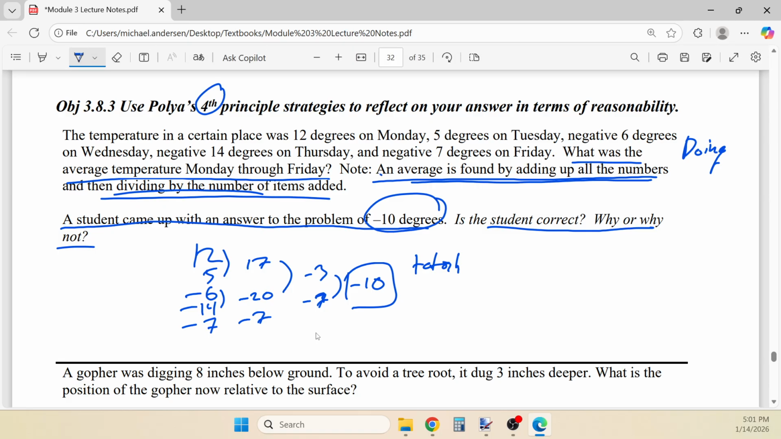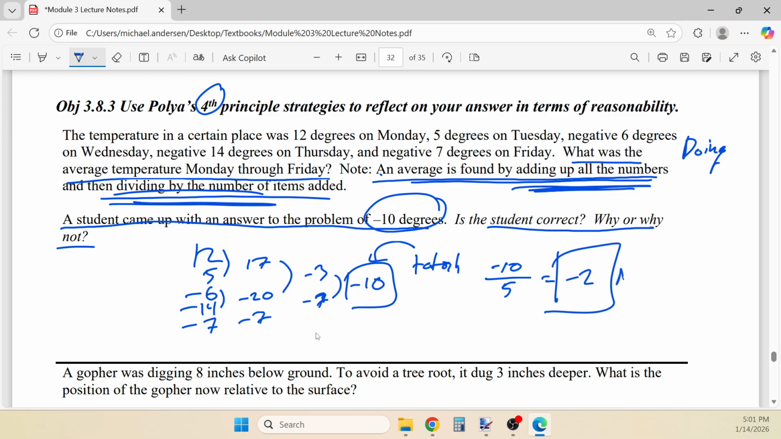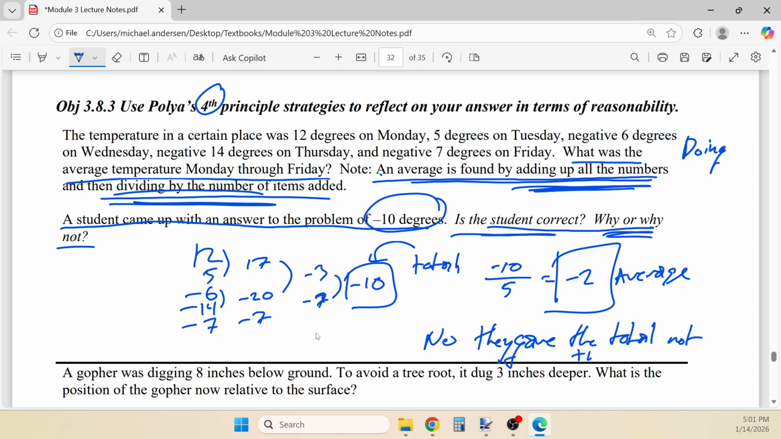It says an average is found by adding up all the numbers. That's finding the total, then dividing by how many there are. So this is the total here. The average is you take the total and you divide by how many numbers you started with. -10 divided by 5 is -2. This is the average. So, is the student correct? No. Why? They gave the total, not the average.